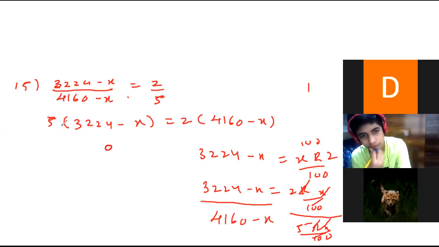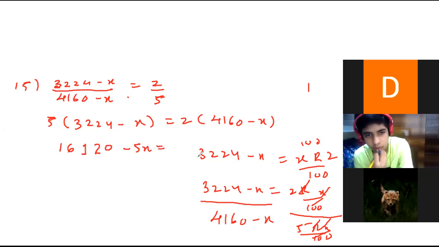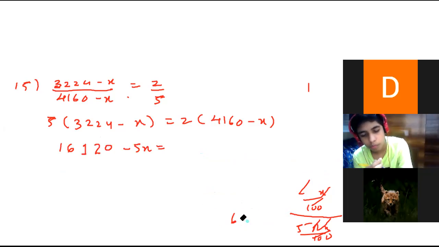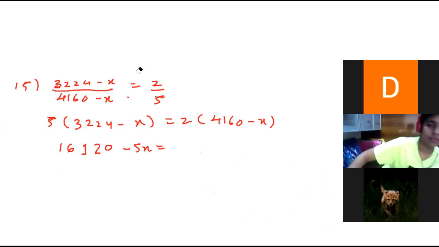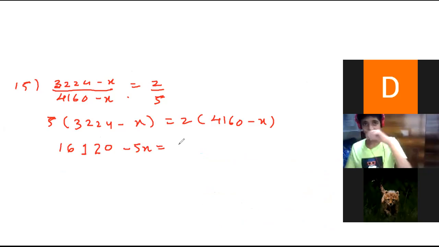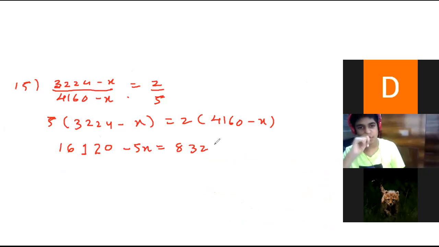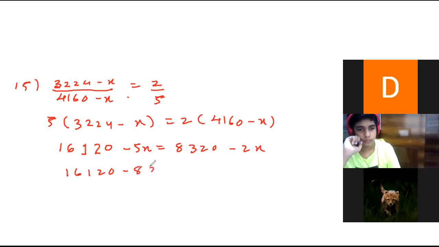5 4s are 20, 5 2s are 10 plus 2 is 12, 5 2s are 10 plus 1 is 11, 5 3s are 15 plus 1 is 16. 16120 minus 5x equals 2 into 0 is 0, 8320 minus 2x. 16120 minus 8320 is 5x minus 2x, correct?